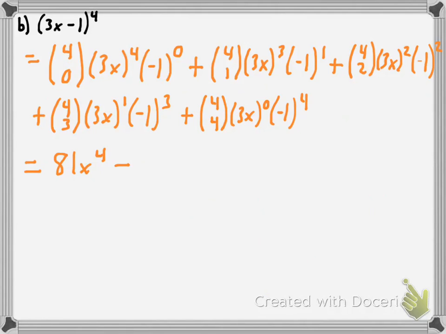All right, so 4c1 is 4. I'm going to have 4 times negative 1, which is negative 4, times 3, so negative 12. Oh, no, negative 12, right? Because we have to cube that 3. That's 27x cubed. 27 times 4 is 108. Times negative 1 is negative 108.